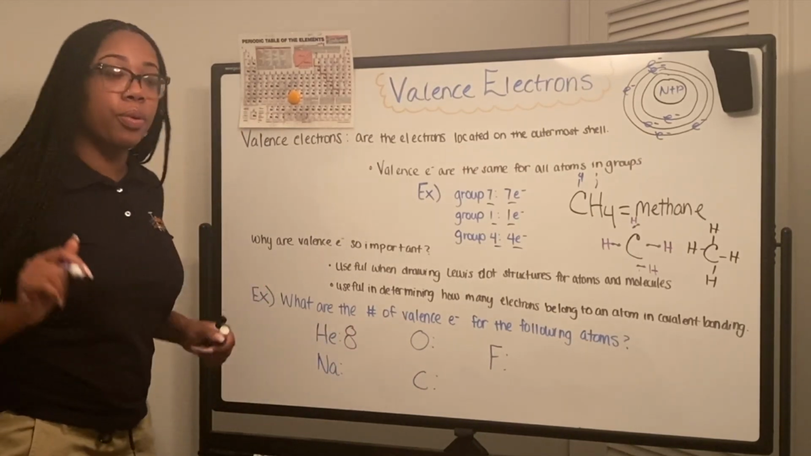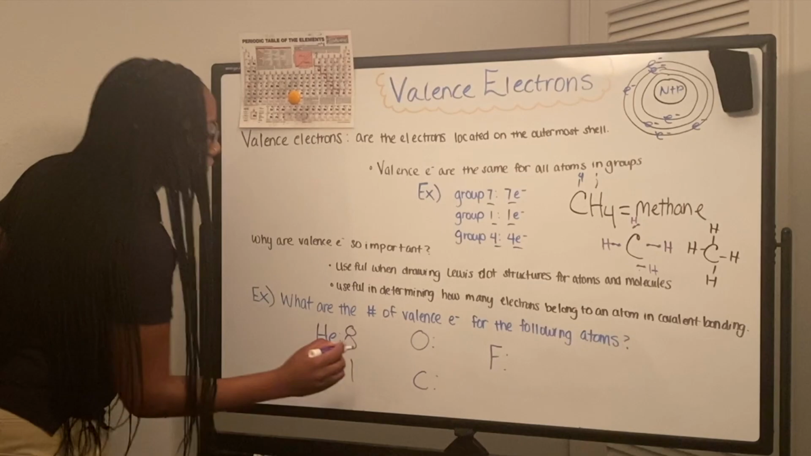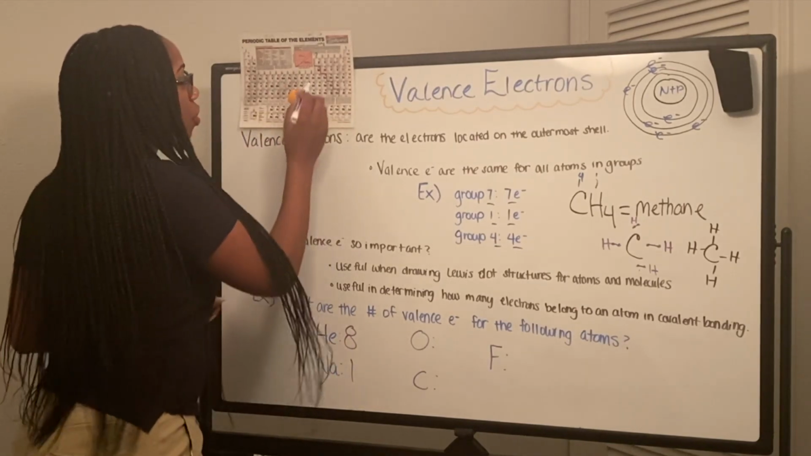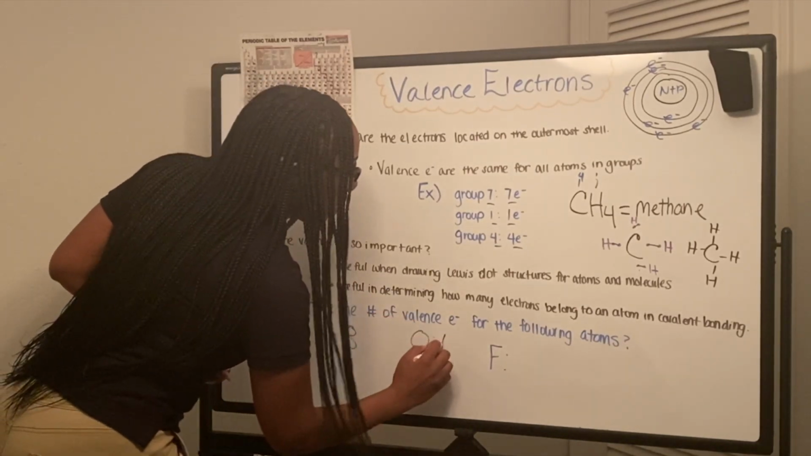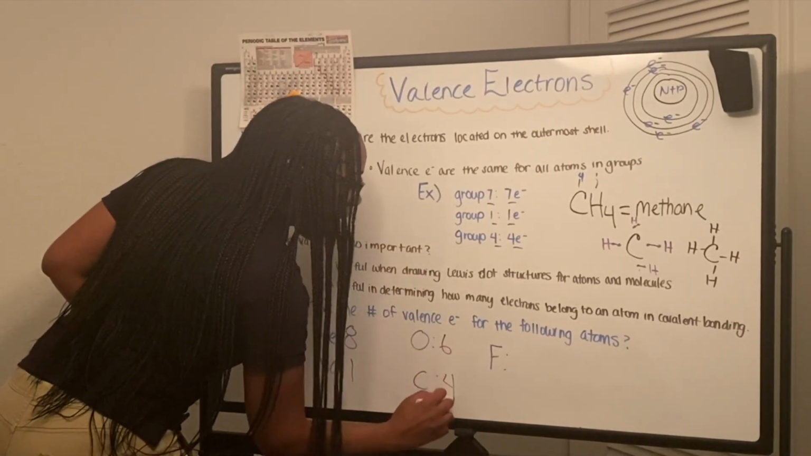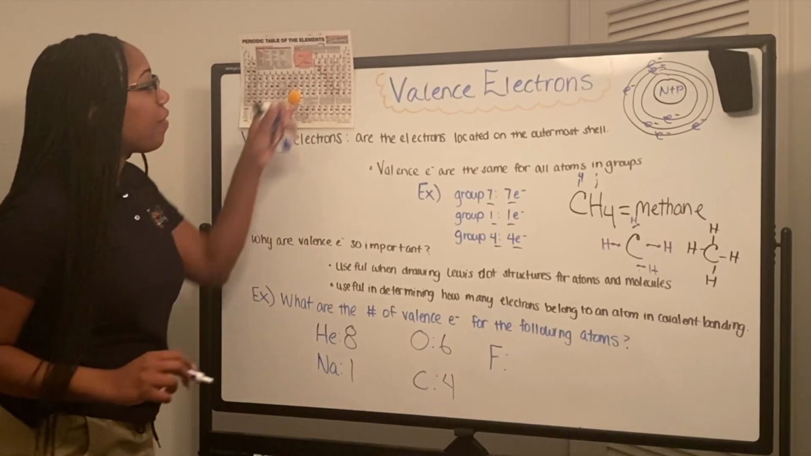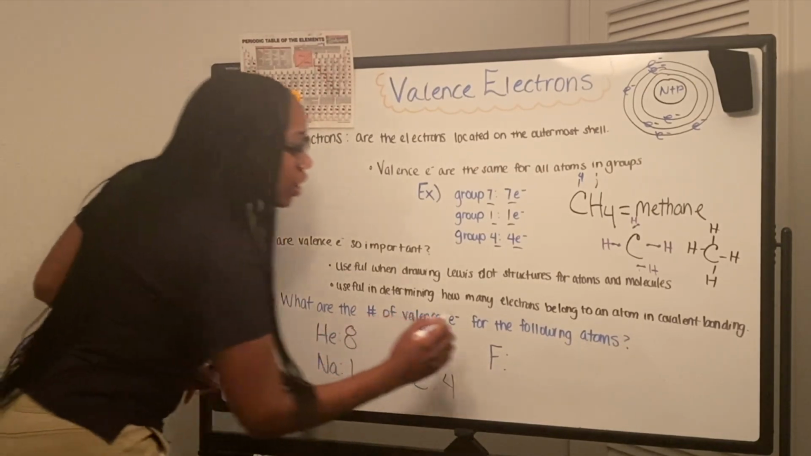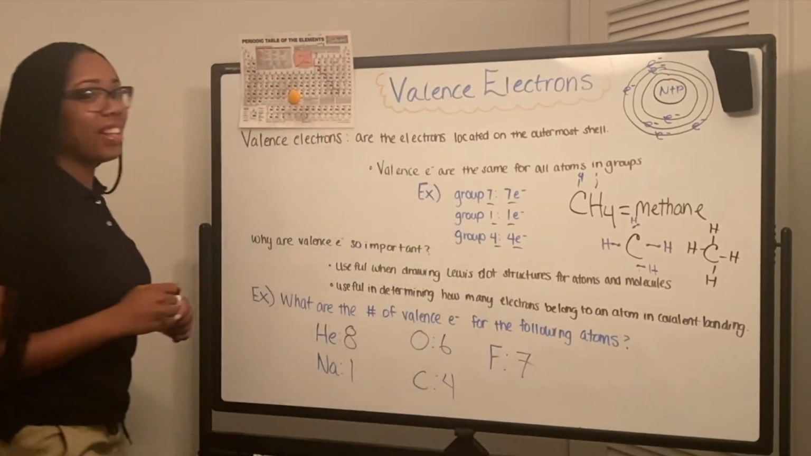Sodium is in what group? Group 1. So it's going to have 1 valence electron. Oxygen is in group 6. So it's going to have 6 valence electrons. Carbon is in group 4. So it's going to have 4 valence electrons. And fluorine is in group 7. So it's going to have 7 valence electrons.